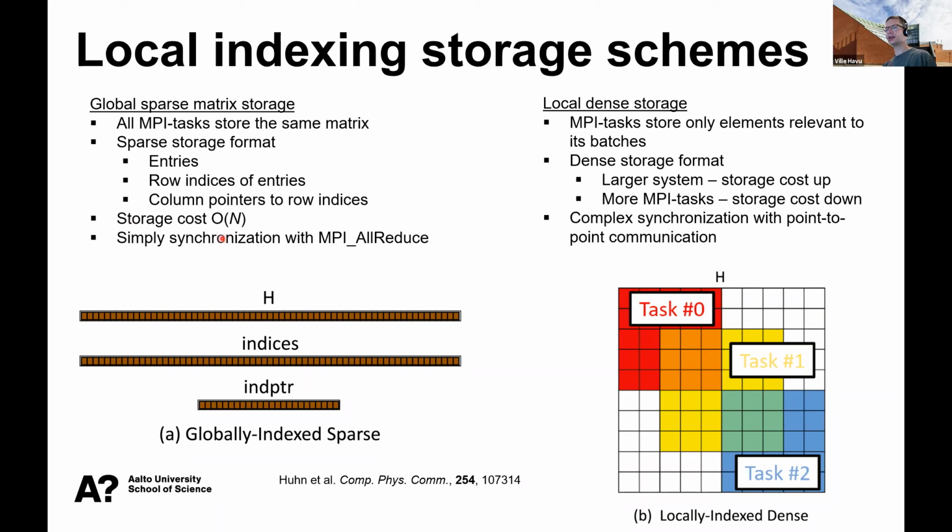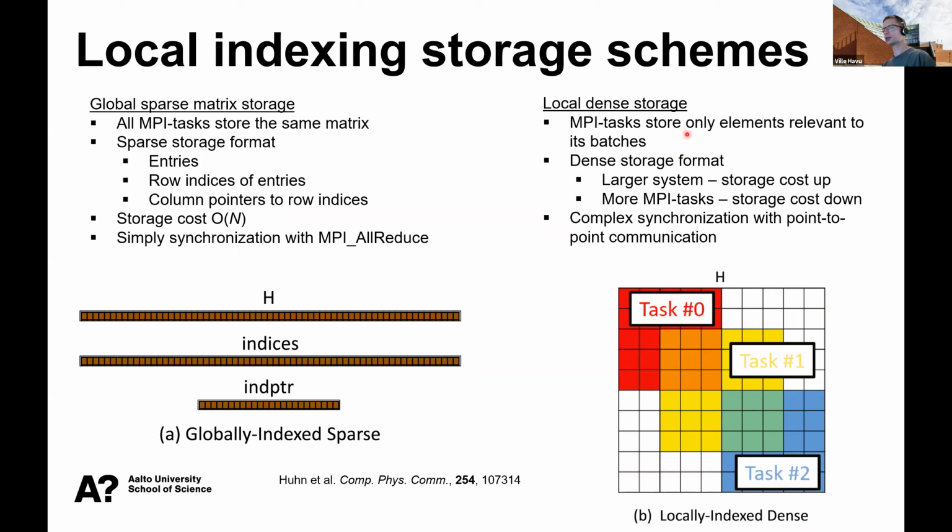The problem is that the storage, while H is sparse, so you don't store the entire n by n matrix, that would be unfeasible, but it still grows with the growing system size. The good thing here is that you have a very simple and fast synchronization with all the MPI tasks doing their integration job over the batches with a simple all reduce, and it's fast and simple. And that's why it actually was used for a lot of calculations.